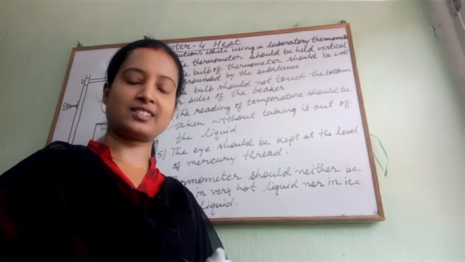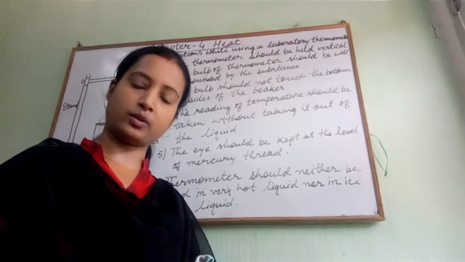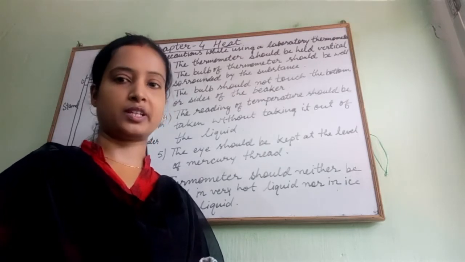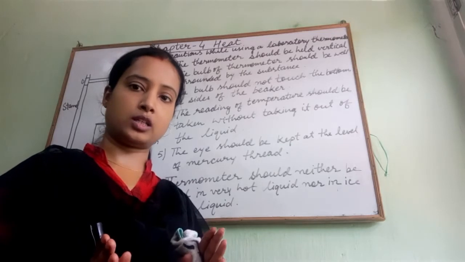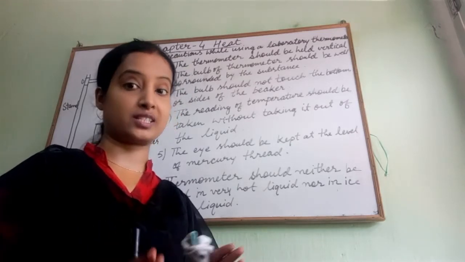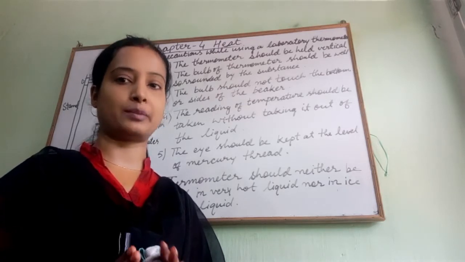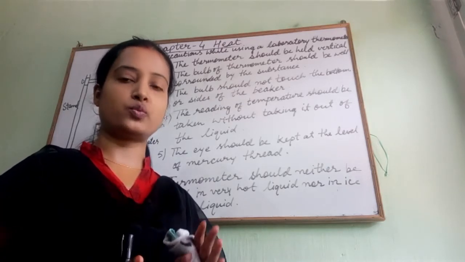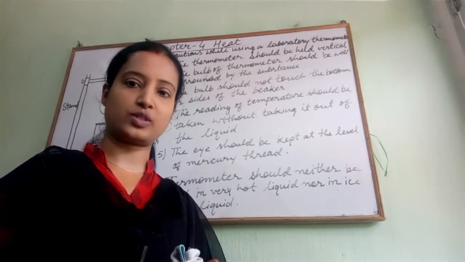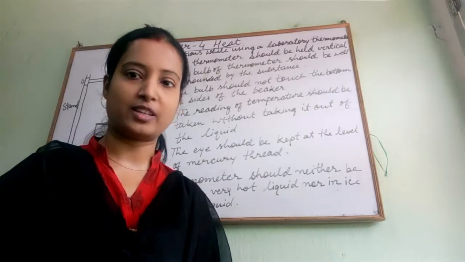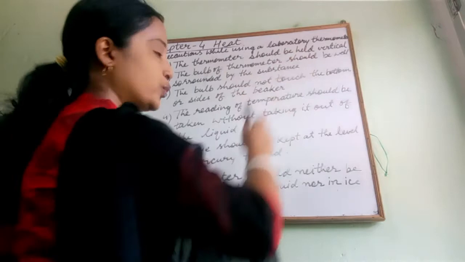So let's start, children, with the precautions we should take while using the laboratory thermometer. Already we have studied the materials it consists of, and second, we have studied the instructions on how to use the laboratory thermometer. Now the third thing we will study is the precautions we should take while using a laboratory thermometer. And the first precaution is that the thermometer should be held vertical.